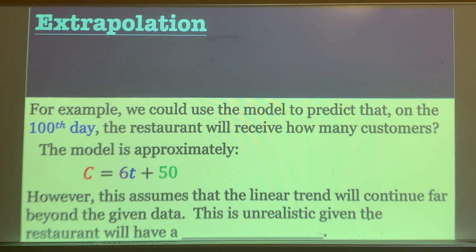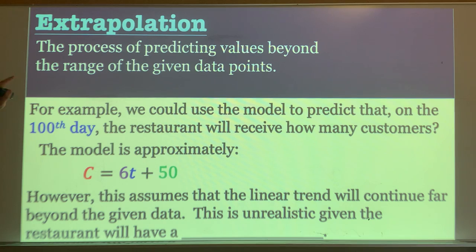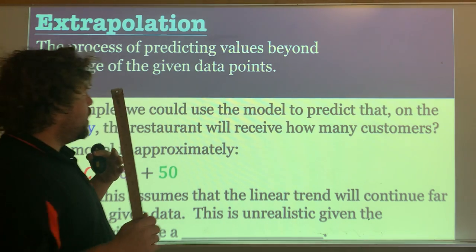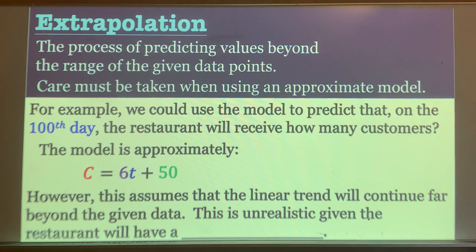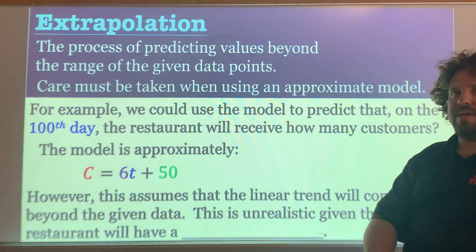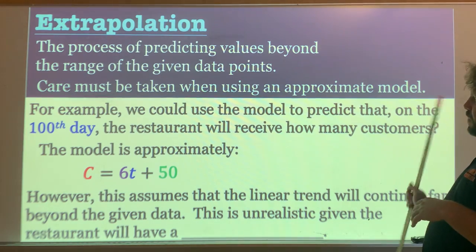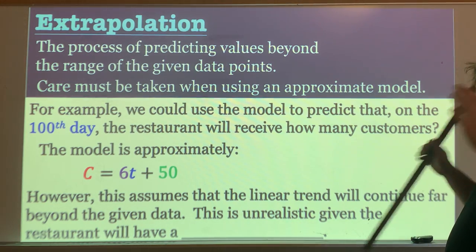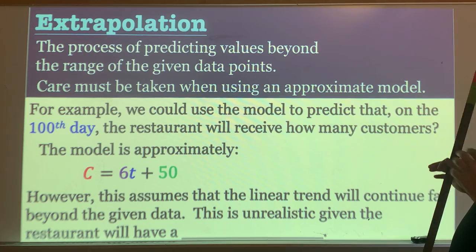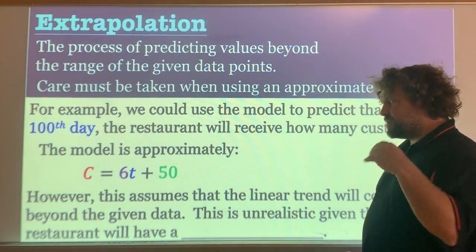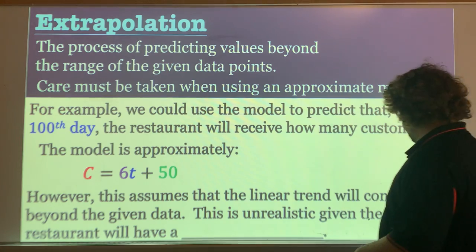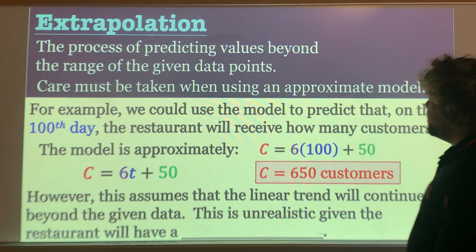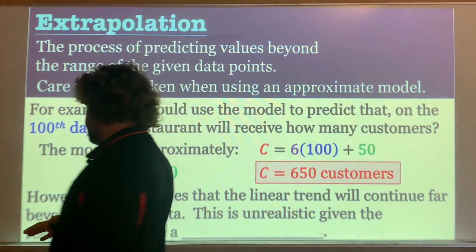The most important part of your model is your extrapolation. What that is, is the process of predicting values beyond the range of data points. Care must be given for this when using an approximation model. You can't just throw any type of model out there. You have to have some type of rhyme or reason. For example, we could use the model to predict how many customers this restaurant will see on the 100th day. So we could make a prediction, and then we'll see if it makes sense. So we're going to say, okay, C equals 6 times 100 plus 50. So on that 100th day, there's going to be 650 people at that restaurant.